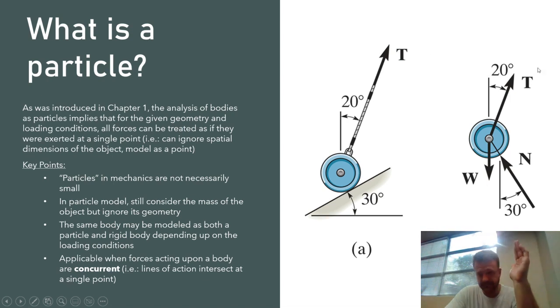The tension vector, if I were to extend that line, goes right through the middle as well. Same thing with the normal force. If I were to draw it upwards vertically, that line would go right through the center of the wheel. So in the case that all the lines of action of all the forces acting on a body go through a common point, we say that those forces are concurrent and we can use a particle model.